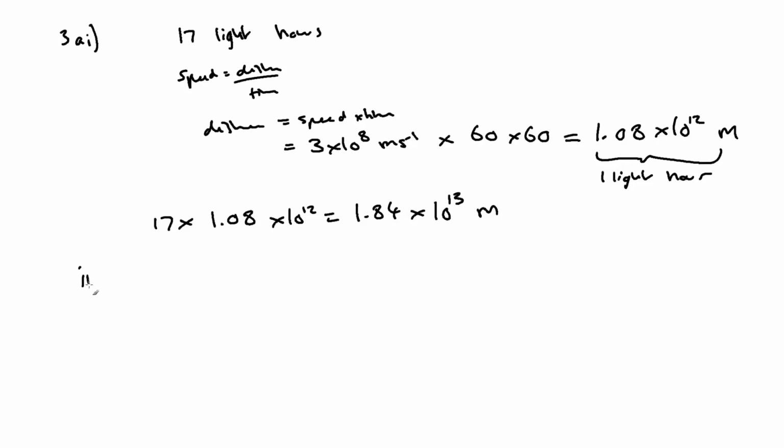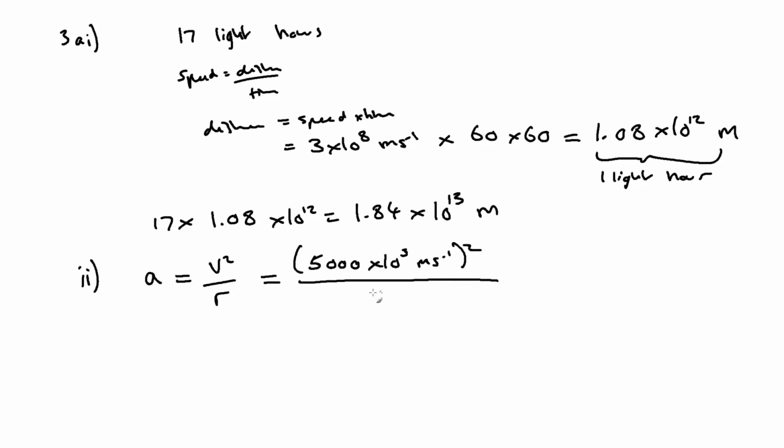Part 2 then. Calculate the centripetal acceleration of a star moving at 5,000 kilometers per second at the closest distance. Well, we know centripetal acceleration is v squared over r, so we've just got to be careful about units here. 5,000 kilometers per second. Well, a kilometre is 10 to the 3 metres, so 5,000 times 10 to the 3 metres per second. And v is squared when we're working out centripetal acceleration.